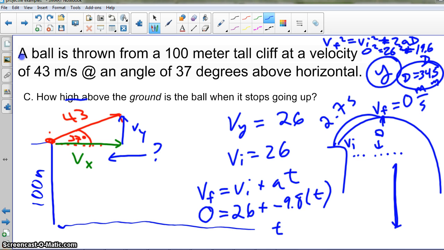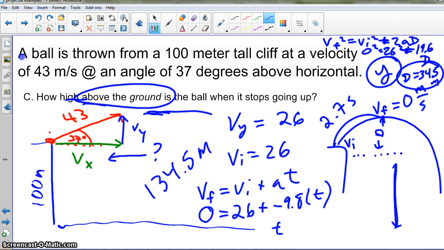Is that the answer to the question as stated? Got to be careful. Is that the answer to the question as stated? No, that's how high it is above the cliff. And you got to add, as he said, you got to add 100, because that's how high the cliff is above the ground. So that's 34.5, and that's 100. So the answer is 134.5 meters above the ground.